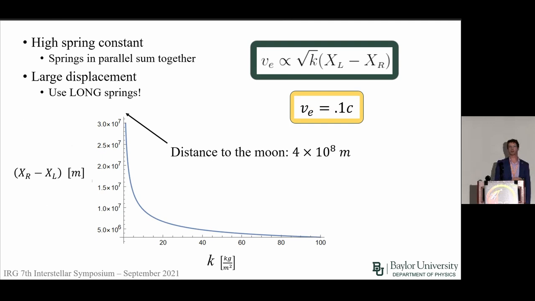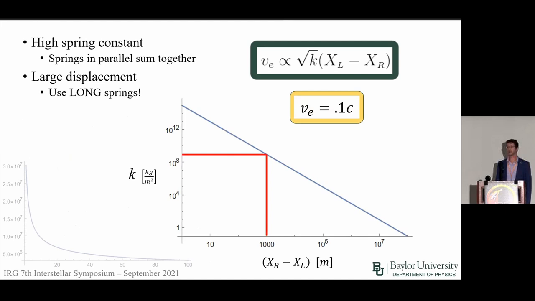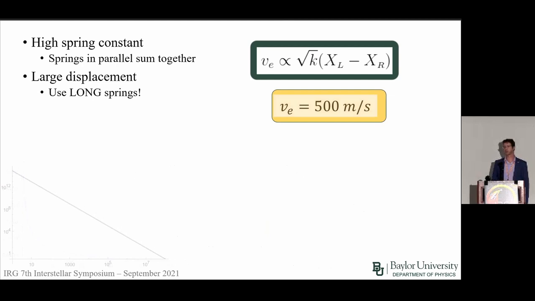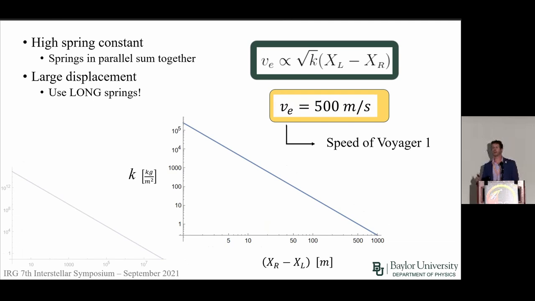Now, if we wanted to work with a little bit more realistic distances, so for example, here, if we want to go about 1 kilometer spring displacement, we would need spring constants on the order of 10 to the ninth kilograms per meter squared. Again, this is going 10% of the speed of light. And if we wanted to go a little bit slower, so we're talking 500 meters per second, which is the speed of Voyager 1, then we have much more realistic spring values and spring constants that would certainly be achievable with today's technological capabilities, assuming you can overcome the large hurdle of changing an object's mass. So here, if you wanted to work with spring displacement distances on the order of around 50 meters, you would need spring constants around 100 kilograms per meter squared.